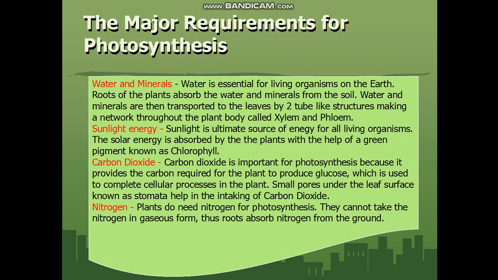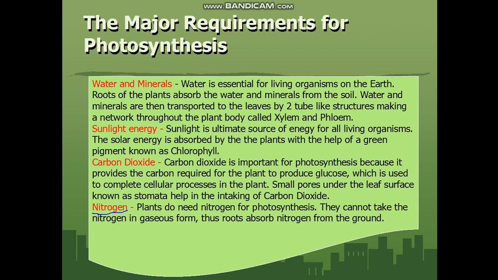Now, why is carbon dioxide necessary? Carbon dioxide is important for photosynthesis because it provides the carbon required for the plant to produce glucose, or we can say starch, which is used to complete cellular processes in the plant. We have studied about the stomata, which are the small pores under the leaf surface, which help in the intake of carbon dioxide and the release of oxygen.